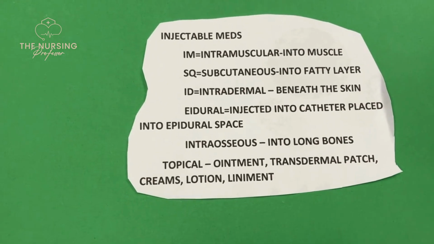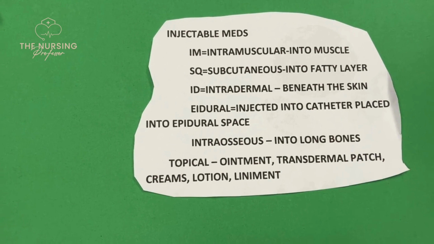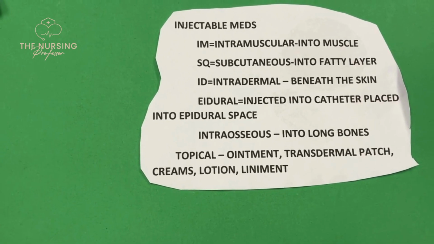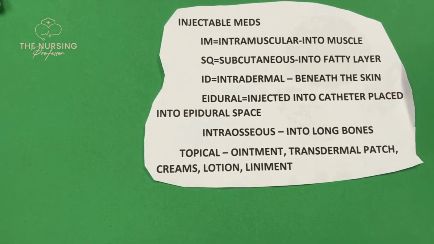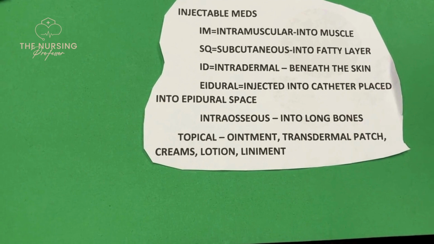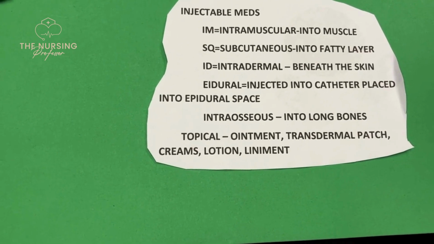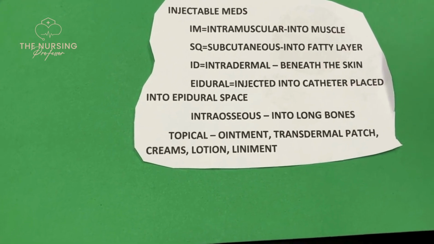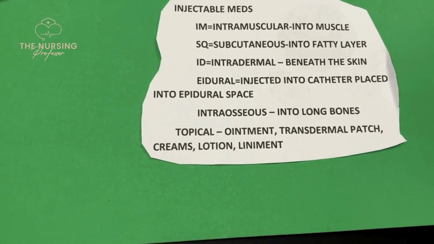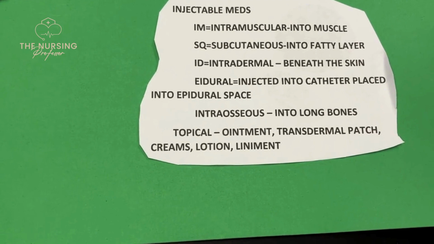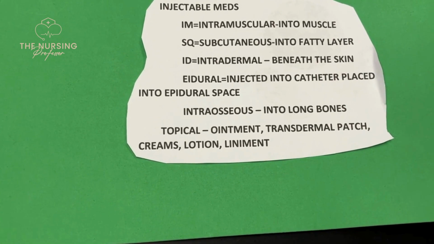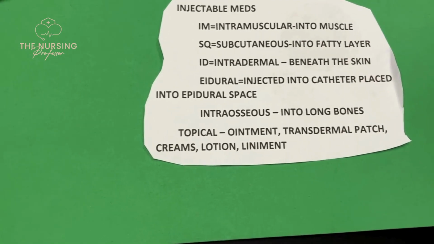That's when a catheter is put in place and medication is placed into that catheter. Most common place is that a person gets an epidural for some sort of surgery, including childbirth. Intraosseous, when medication is injected into the long bones, frequently this happens during an emergency when an IV access cannot be obtained. And topical, of course, is just right on top of the skin. It can be delivered in ointment, transdermal patch, creams, lotions, or liniment.